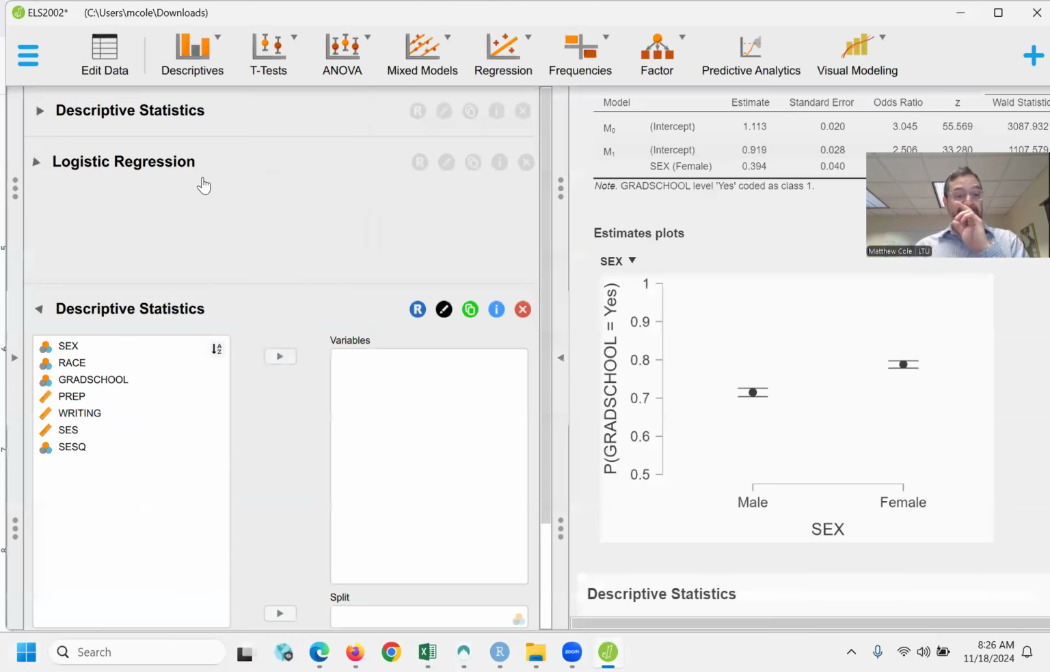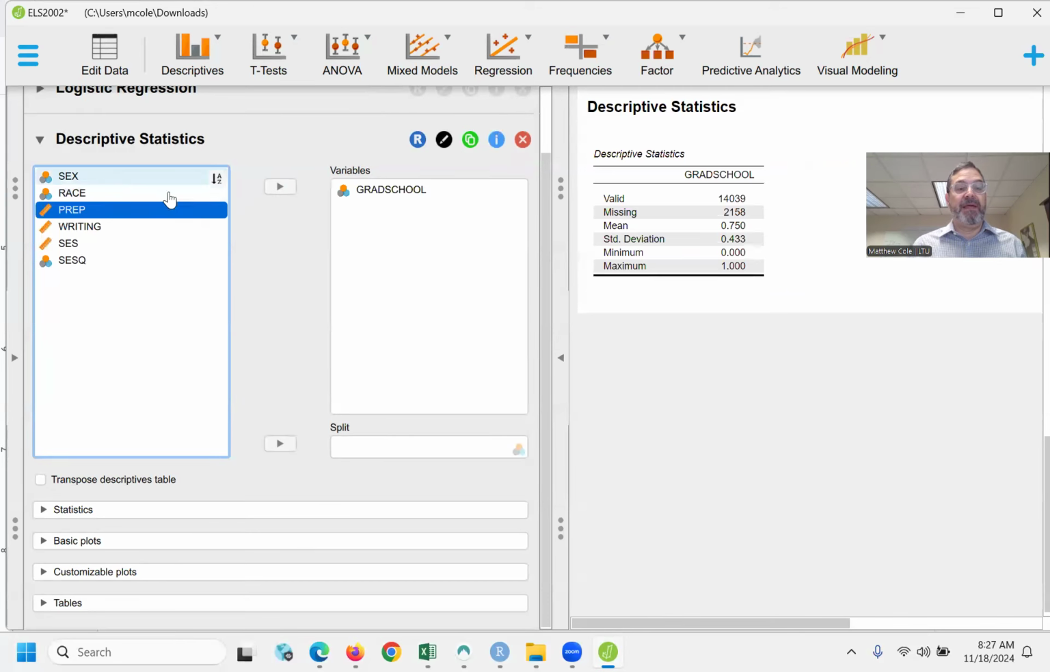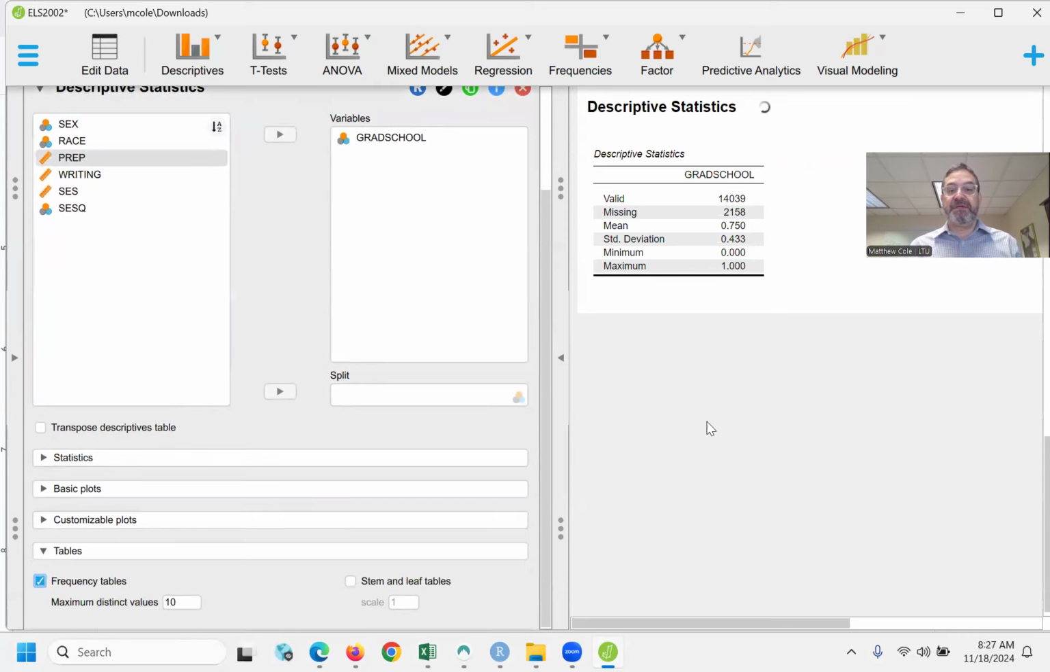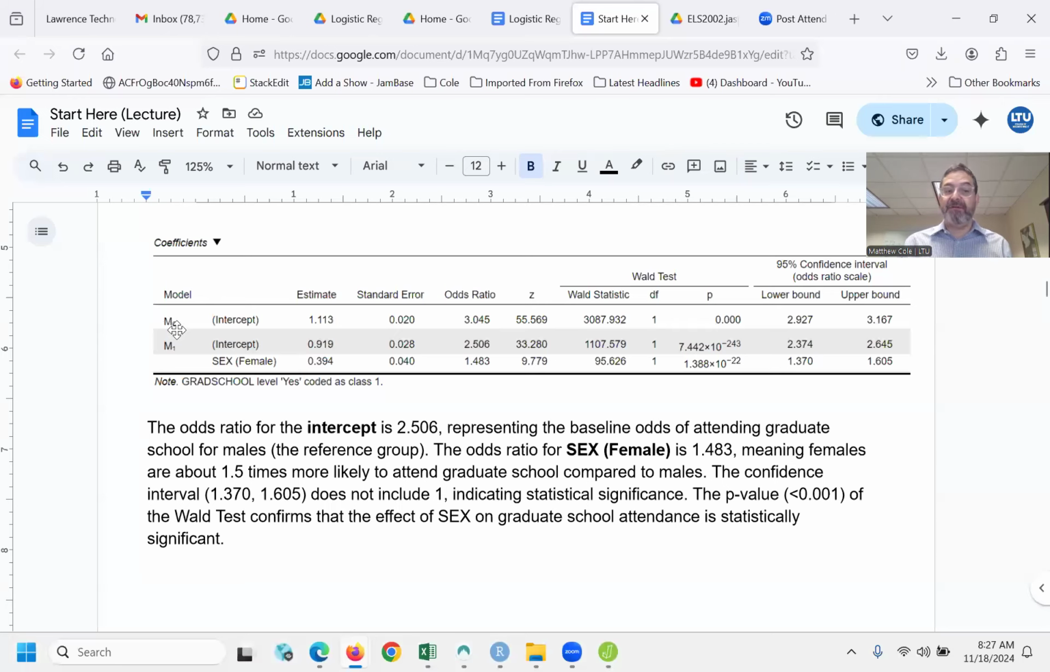Descriptives, grad school, and let's look at the frequency. So, right, just built into the data, we have a higher frequency. We have 75% more of the students reporting that they attended grad school than not. And so this model 0 is telling us that right off the bat, we have a data set that's highly predictive of attending grad school. But we're really interested in model 1, the model where we start adding in the predictors.